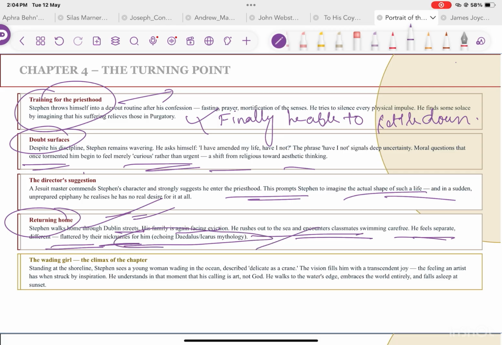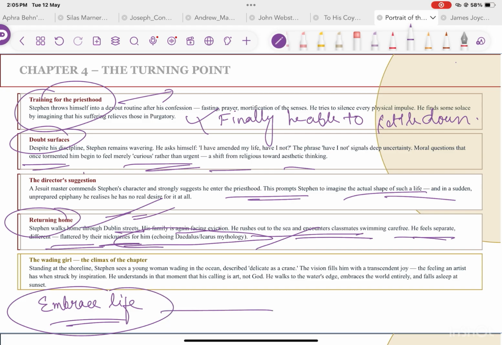So, this type of thing. Seeing a young girl in the water, so there is a wading girl. The climax of the chapter is seeing a young girl standing in the water. His feeling awakens a moment of spiritual and artistic revelation, leading Stephen to embrace life. Embrace beauty and his future as an artist instead of priesthood.